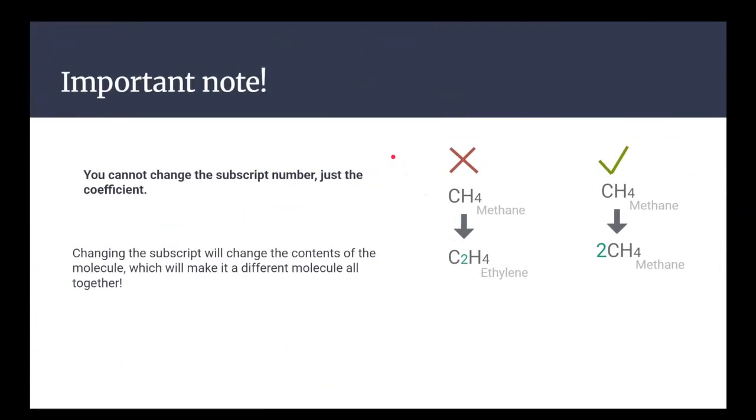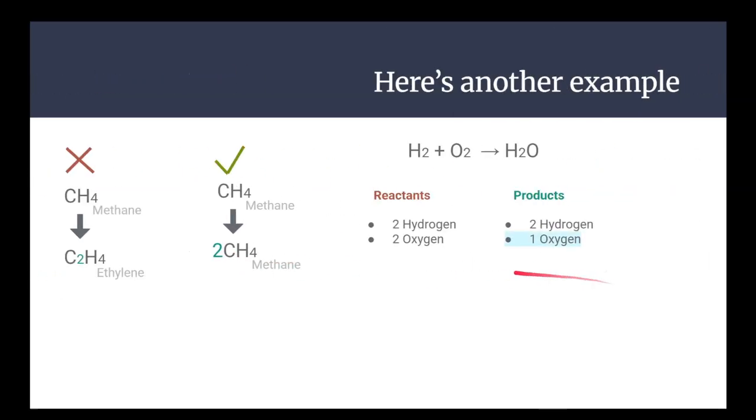An important note is that you cannot change the subscript number, just the coefficient. Changing the subscript will change the contents of the molecule, which will make it a whole different thing altogether. So here you can see the subscript has been changed, which made this methane molecule into an ethylene molecule. So if you change the smaller numbers, it's going to change the entire thing, whereas if you just add a big number in front, that just gives you more of the molecule. It's not changing the contents of the molecule itself. It's just changing the amount of it.